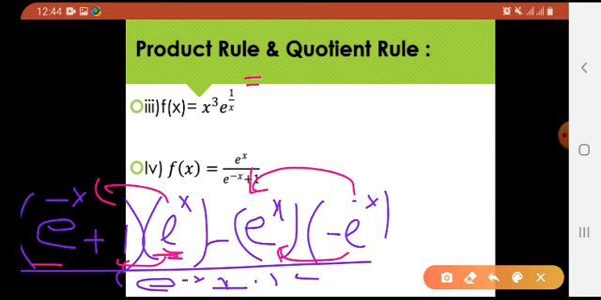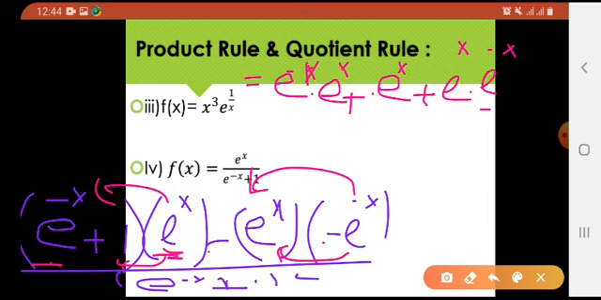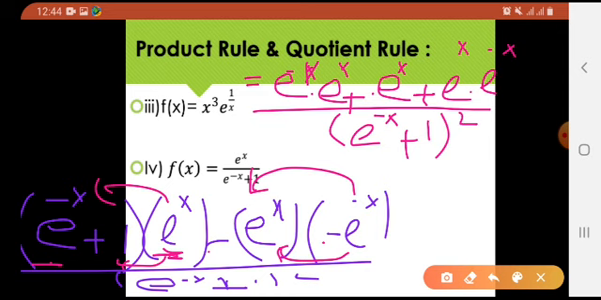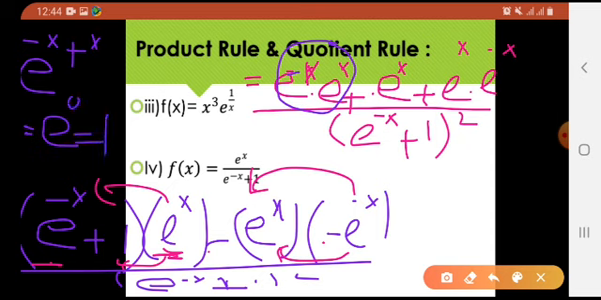Let us multiply them. E raised to the power minus x into e raised to the power x plus e raised to the power x into 1 would be e raised to the power x, minus minus it would become plus e raised to the power x into e raised to the power minus x, whole divided by e raised to the power minus x plus 1 whole square. Now what? This is e raised to the power minus x into e raised to the power x. You can see. So what would this be? Minus x plus x. So it would become e raised to the power 0, which is 1. Am I clear? I hope so. So when these two would be multiplied, it would be 1.